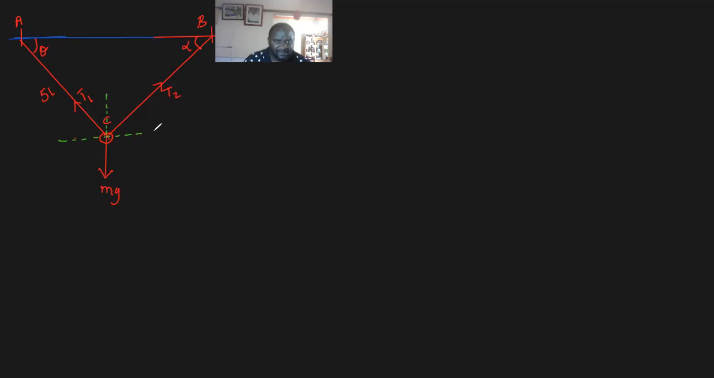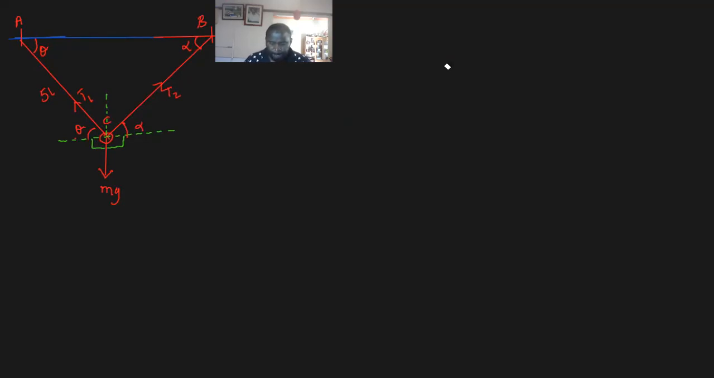Horizontally and vertically, you will discover that this is actually alpha, and this is actually theta. Then this is 90. This one is also 90. Okay? So with that sense, we can have whatever we want to discuss and proceed.